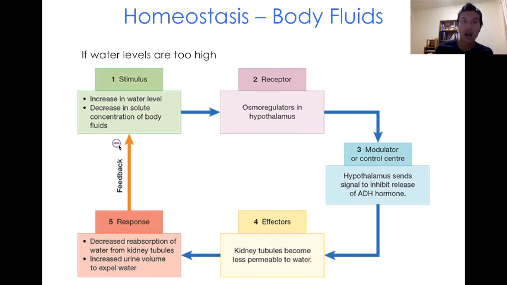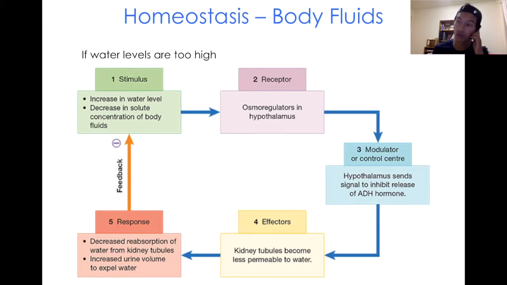If water levels are too high, you get the reverse effect. Everything is kind of the same, except your hypothalamus then inhibits ADH, and therefore your kidney tubules become less permeable to water. Basically, you churn more water out in your pee, which increases the water in the urine, and expels more water as a result of that.